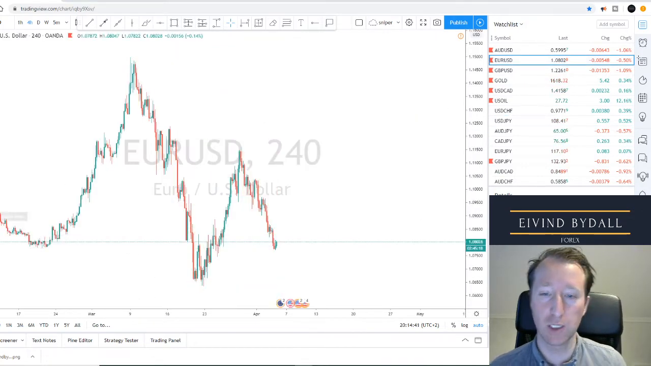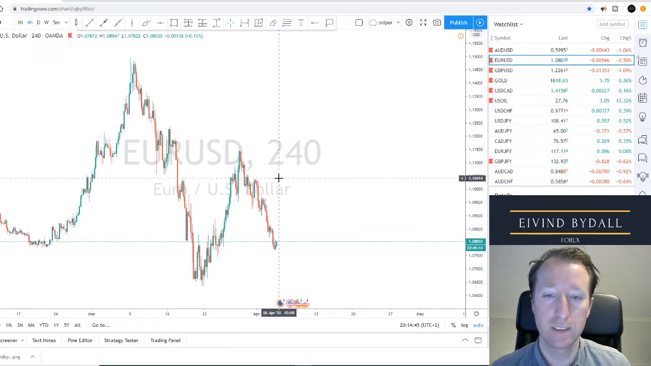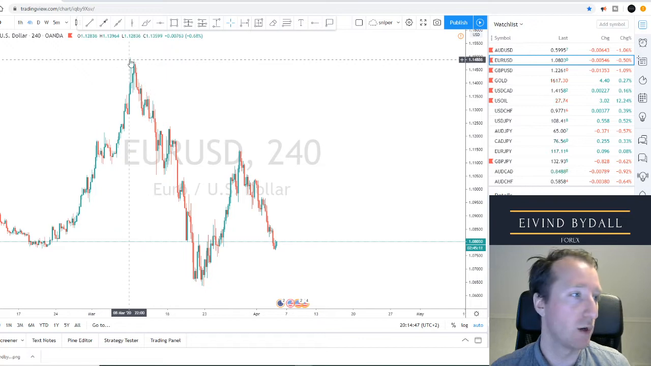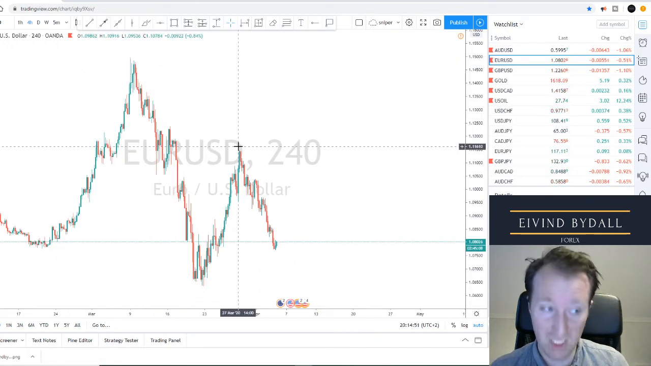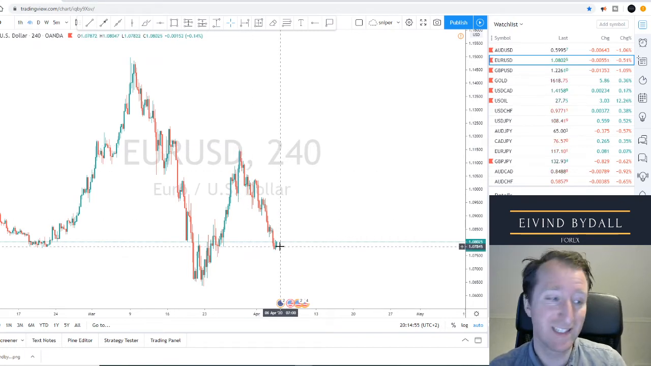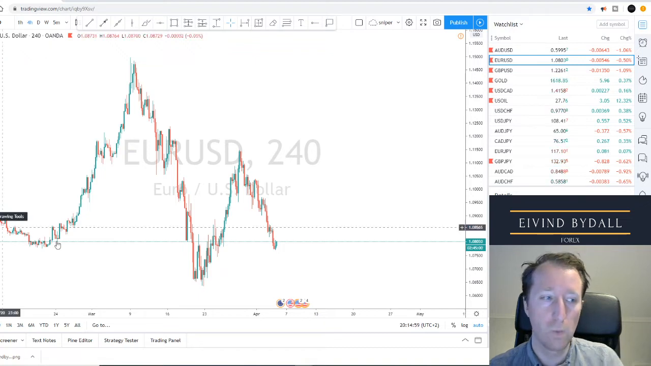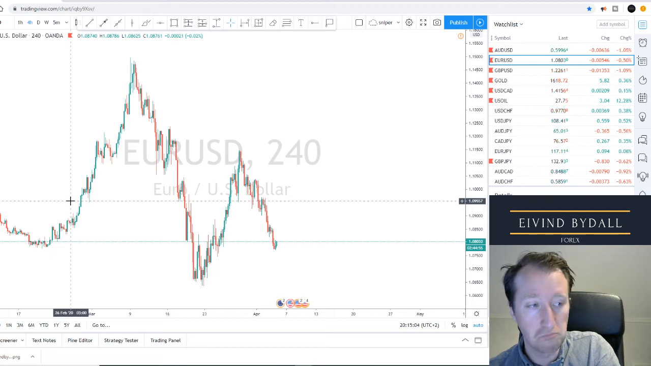EURUSD. So, blank chart. What do we see here? Okay. So we see this is the top, this is the bottom, this is another potential top, and this is now a new low. Okay, so what did we say ahead of this week? We said looking to short.